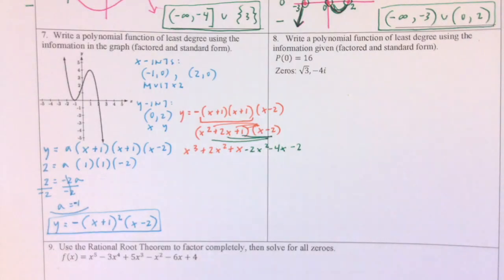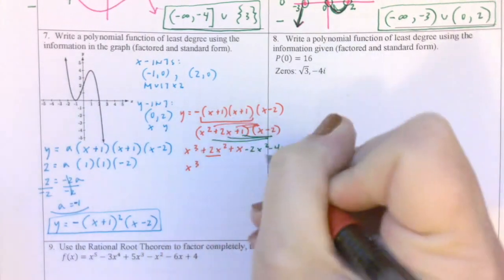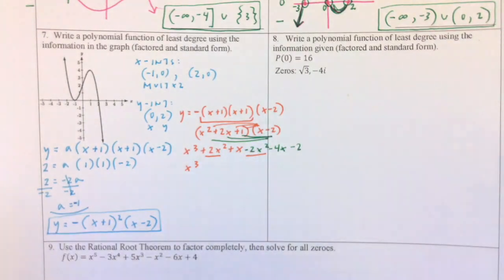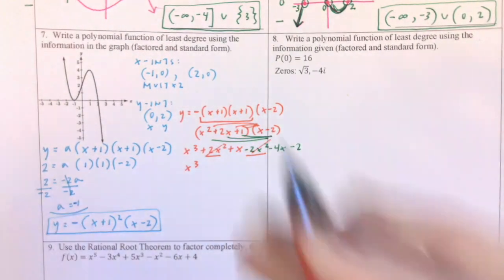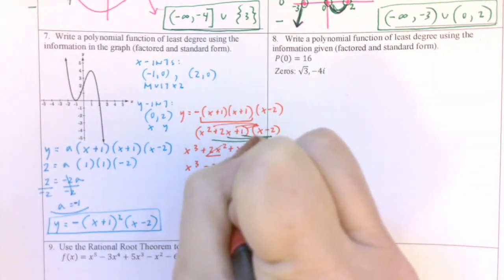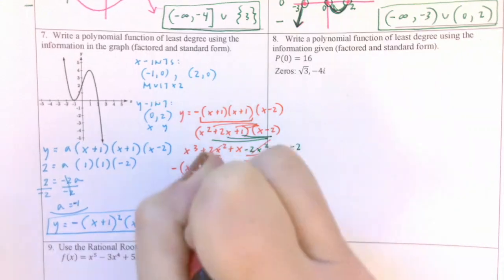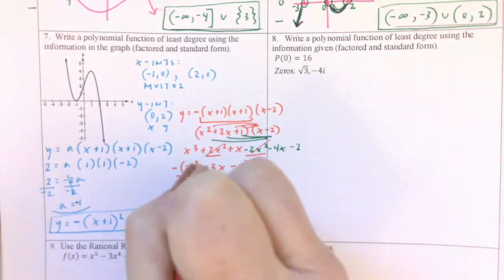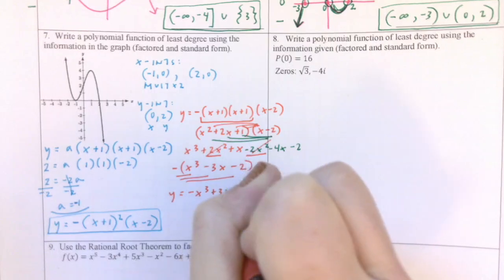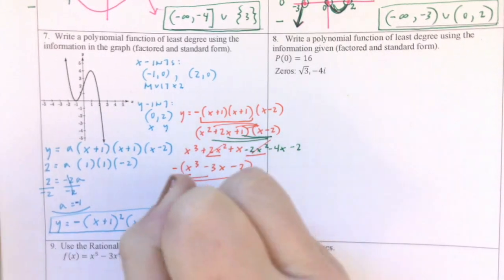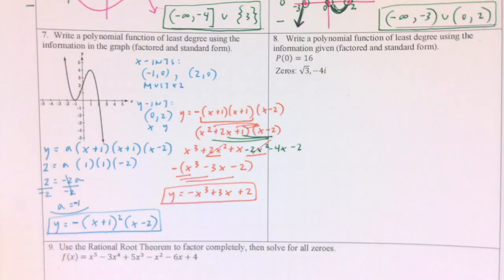So as I clean this up, I have x to the third, right? Those quadratic terms cancel away. x minus 4x is minus 3x, and then minus 2. Don't forget the negative that was out in front. So y equals -x to the third plus 3x plus 2. All right, so there's my standard form.